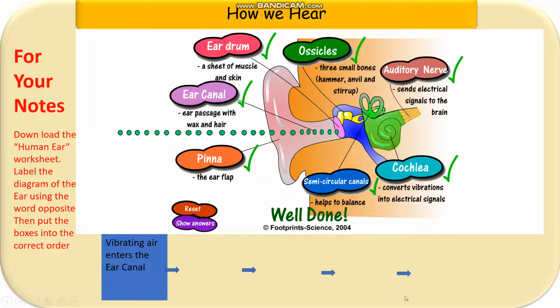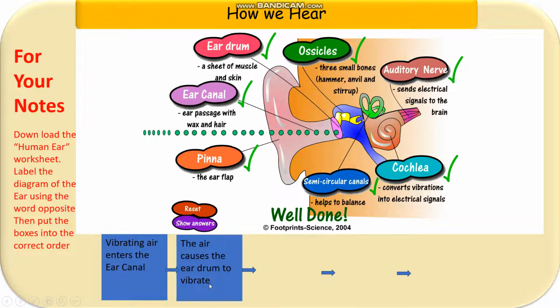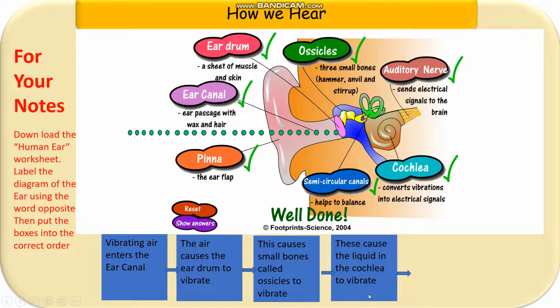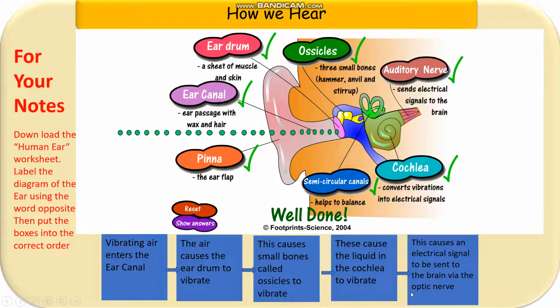Okay, so to do the next bit then, all you need to do is to follow the path of the air and the vibrations to get this done. So if we start with, on the left hand side, vibrating air enters the ear canal. The air causes the eardrum to vibrate. This causes small bones called the ossicles to vibrate. These cause the liquid in the cochlea to vibrate, and the electrical signals that are produced are then passed on to the brain. And it's as simple as that. Please learn that sequence and make sure that you can label the diagram of the ear like so.